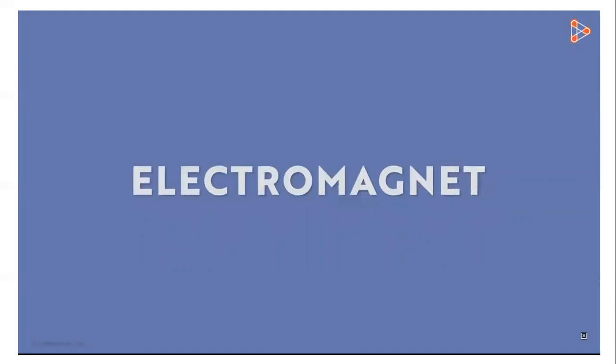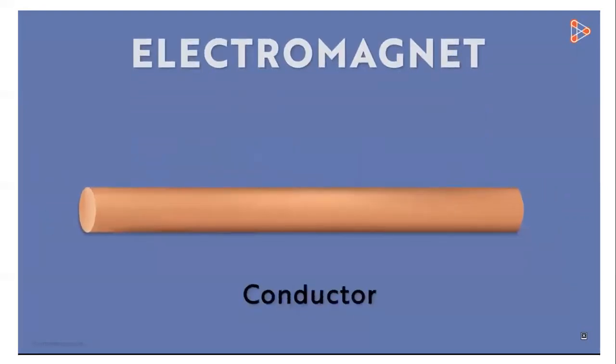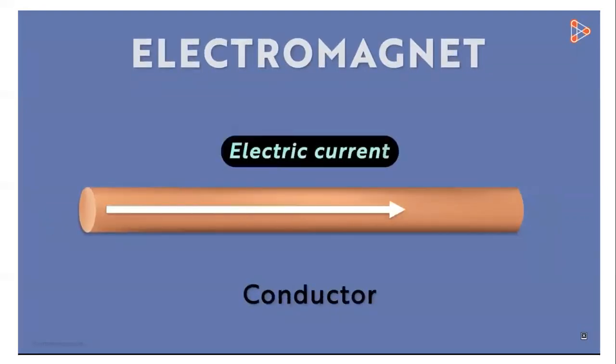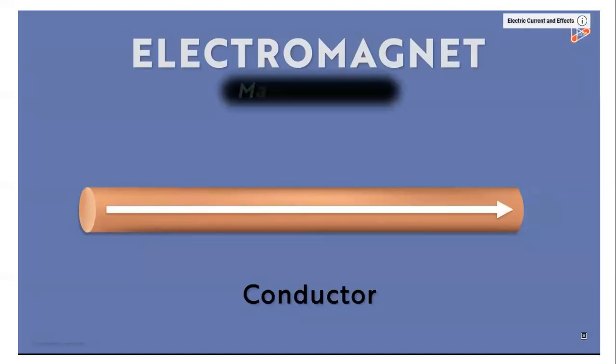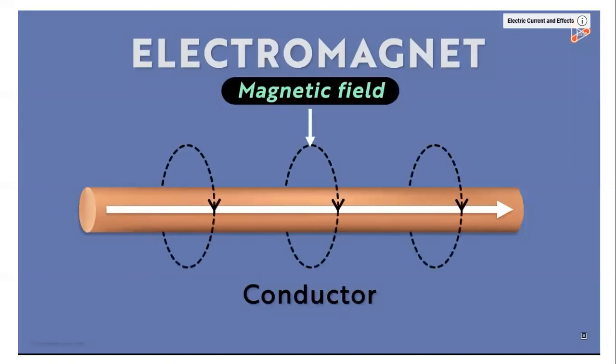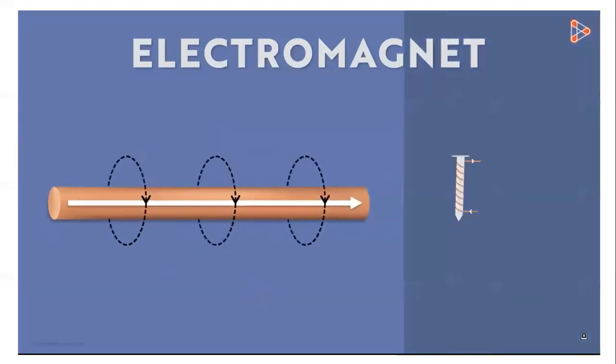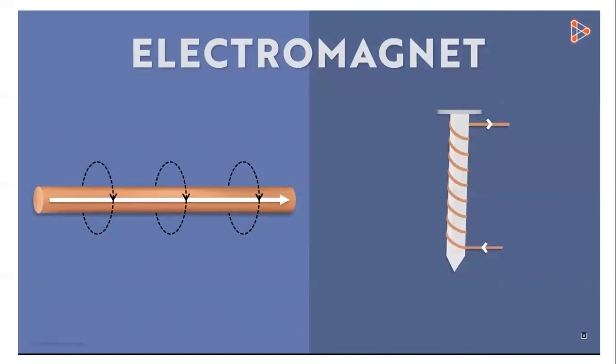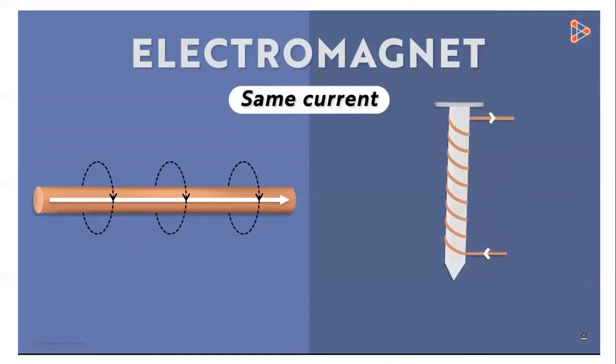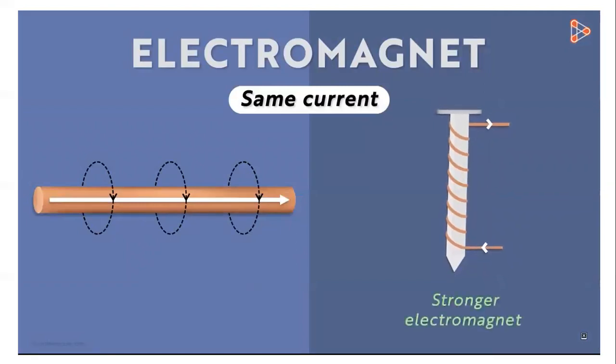In the last video, we saw what an electromagnet is. Any conductor such as a straight wire through which electric current is flowing is an electromagnet, because there's a magnetic field around it. However, we can make the magnet stronger by wrapping the wire around a piece of iron, such as an iron nail. Even if the current is the same in both cases, this one will result in a stronger magnetic field.